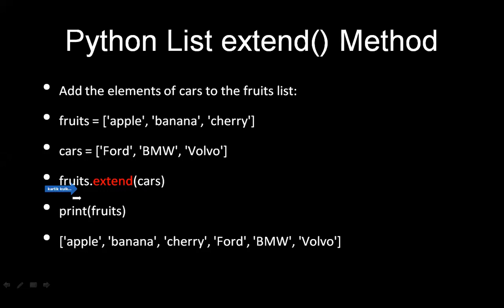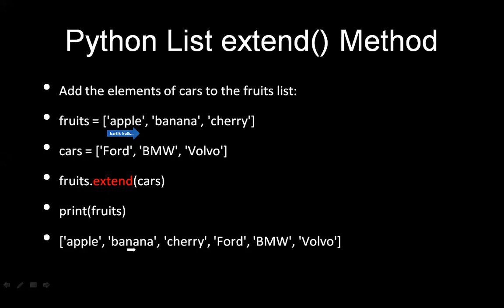Here I want to extend the fruits list, so I have specified it first. Fruits is a list name, cars is also a list name, and in between I use the extend method. As the name itself suggests, we are going to extend the elements of the fruits. In other words, the cars elements are going to be included in the fruits elements. That's what the output will be.